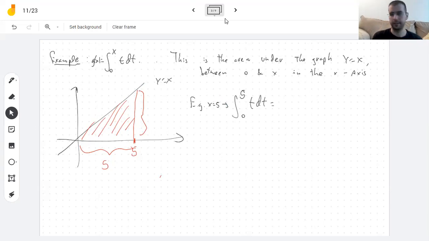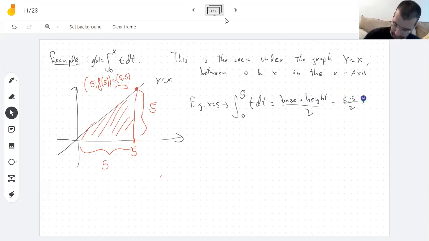And what is the height of this triangle? What is the y coordinate of that point? Five. Thank you, Matthew. This is 5, comma, the function of 5. So the height of this triangle is also 5. It's isosceles. So this area is the base times the height divided by 2, which is 5 times 5 divided by 2. So I guess it's 12.5. So this is what this function of 5 is.